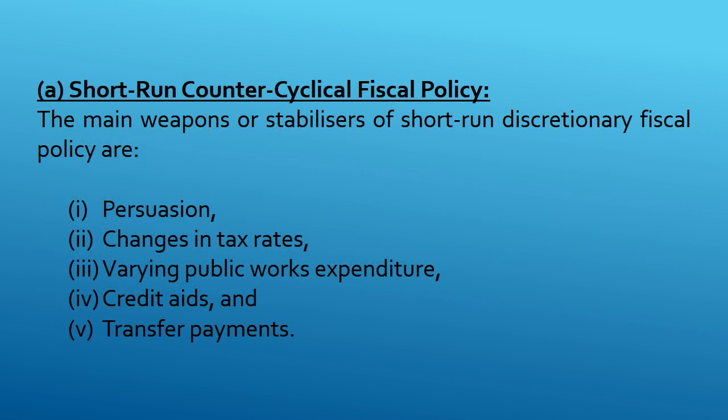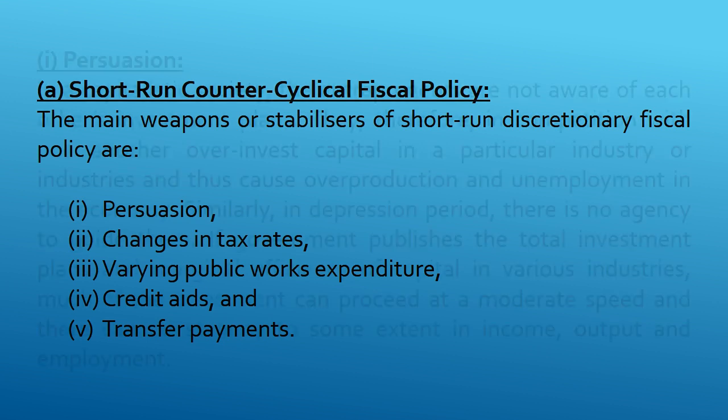A. Short-run counter-cyclical fiscal policy. The main weapons or stabilizers of short-run discretionary fiscal policy are 1. Persuasion, 2. Changes in tax rates, 3. Varying public works expenditure, 4. Credit aids, and 5. Transfer payments.